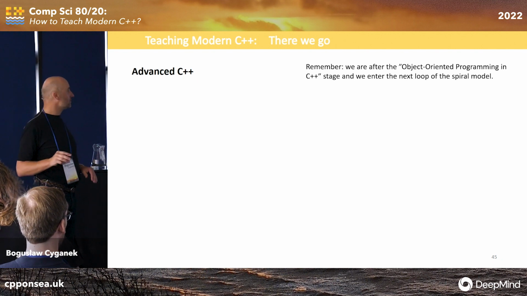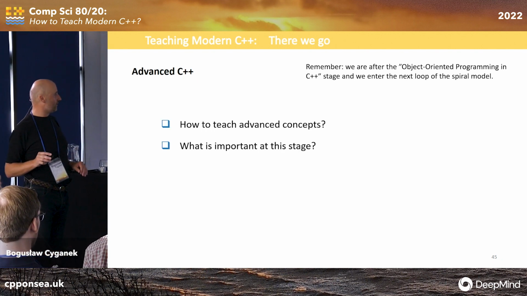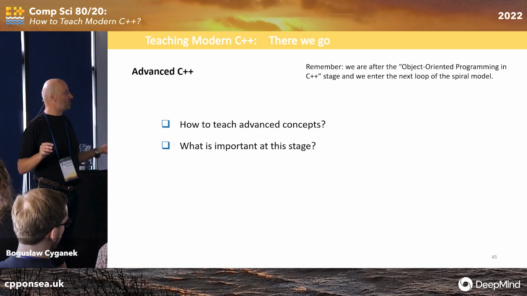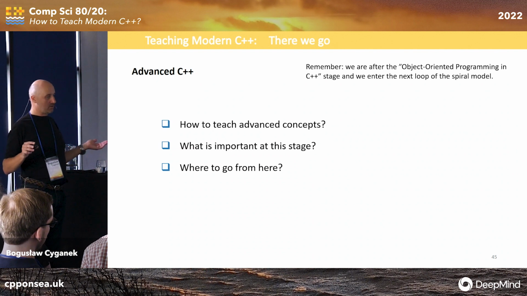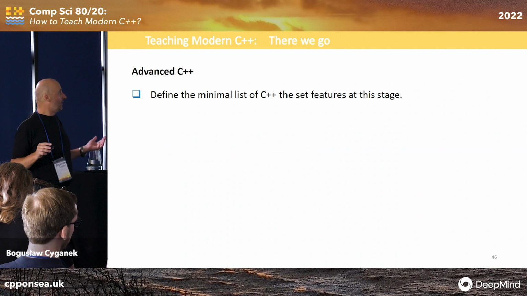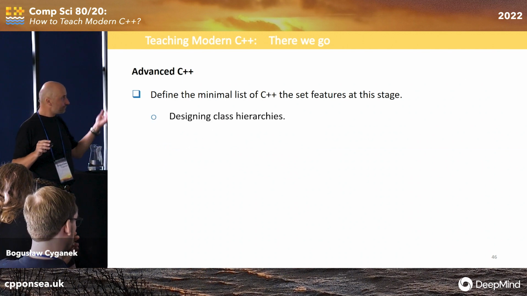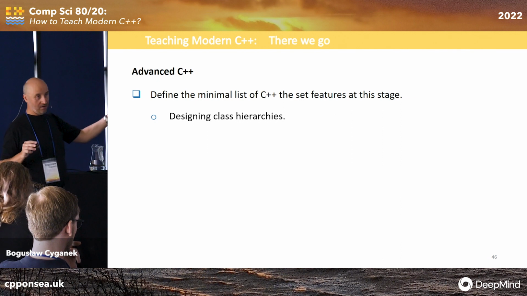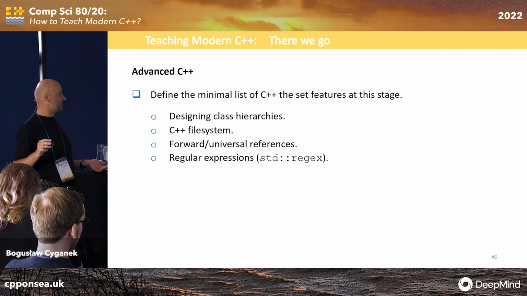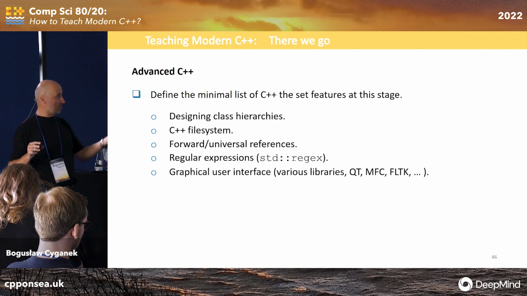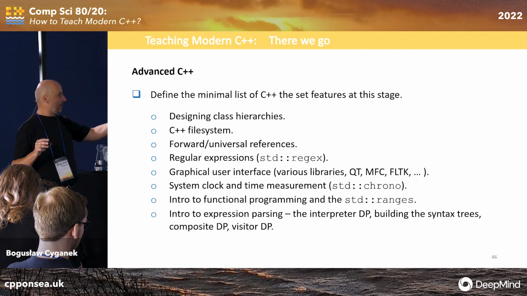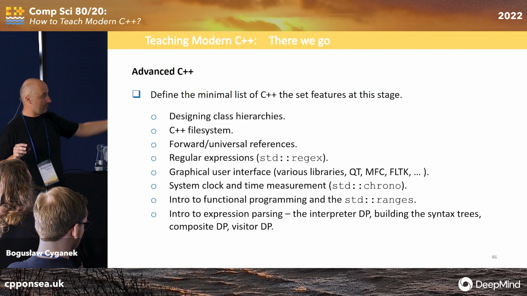But it depends. Okay, we have this advanced concept. So this is, well, we can discuss what is important, certainly. Where to go from here. So the higher we go, the tougher it gets. But again, minimalist in our classes: class hierarchies, file system, universal references, regular expressions, graphical user interfaces, because they know how to use classes, system clock, things like this, expression parsing, for example, for advanced syntax trees.